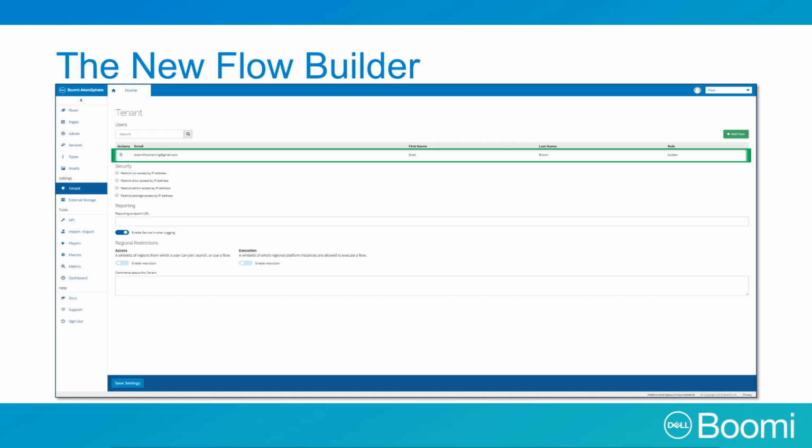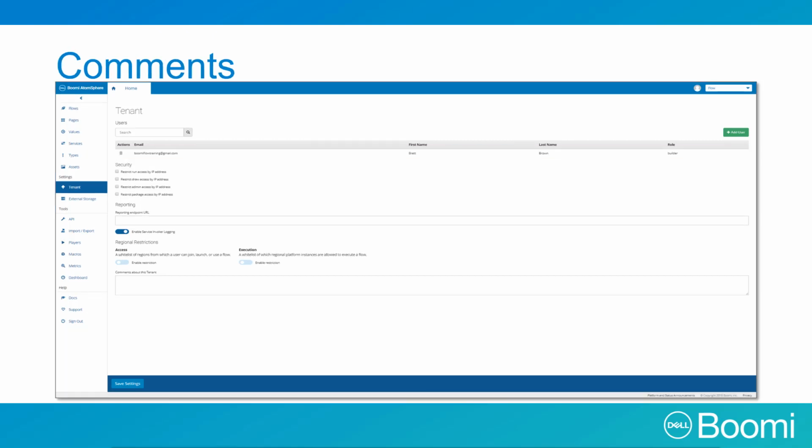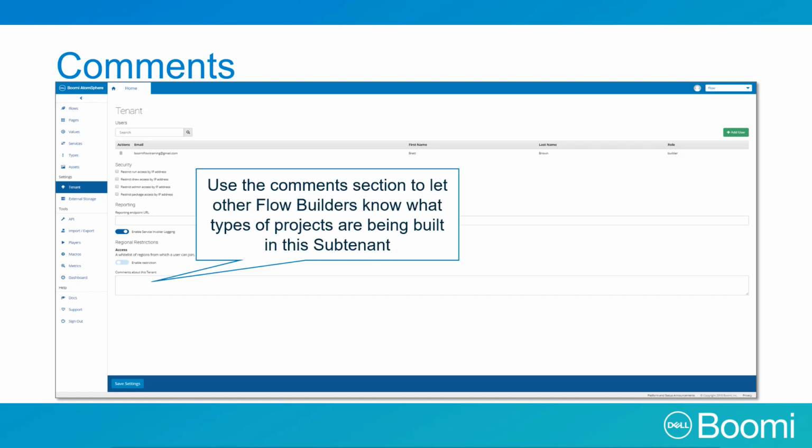The new flow builder or user information will then be shown below your own user information within the subtenant. The comment section of the subtenant can be used to inform flow builders of what types of projects will be built in this subtenant and any other important information that needs to be shared about the subtenant.